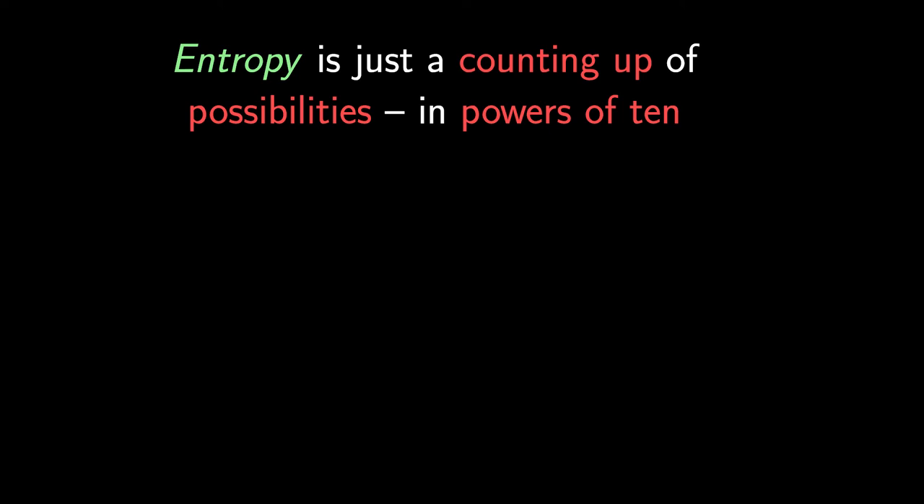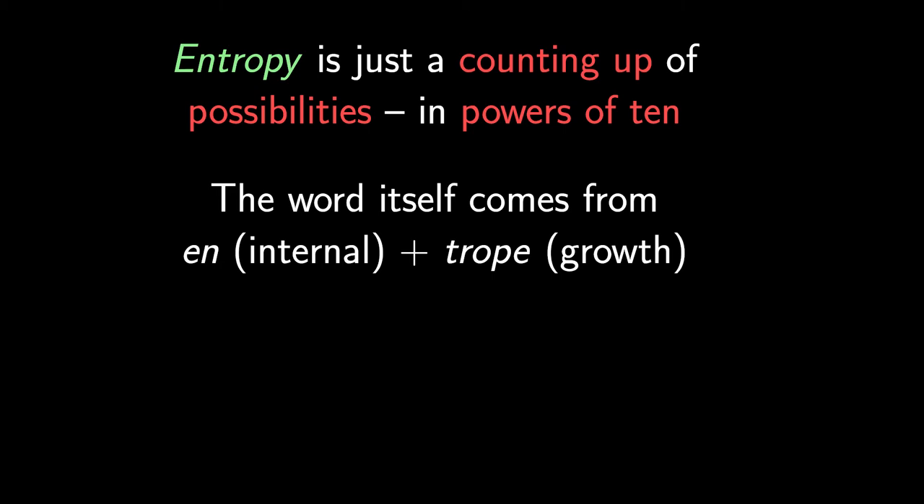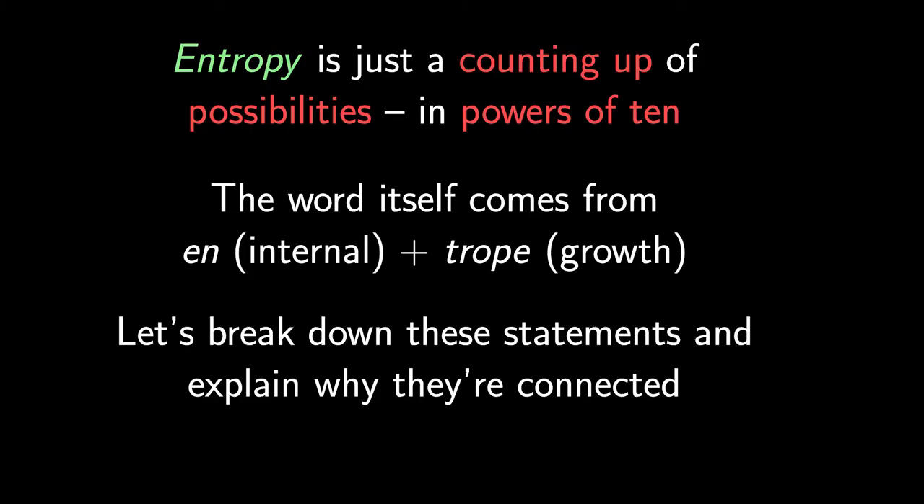All right, now let's turn to entropy. What is entropy? Well, entropy is just a counting up of possibilities in powers of 10. I'll explain why. The word itself comes from en, meaning internal, and trope, meaning growth, like an internal growth. It makes it sound like mildew or something, but okay. Let's break down these statements and explain why they're connected.